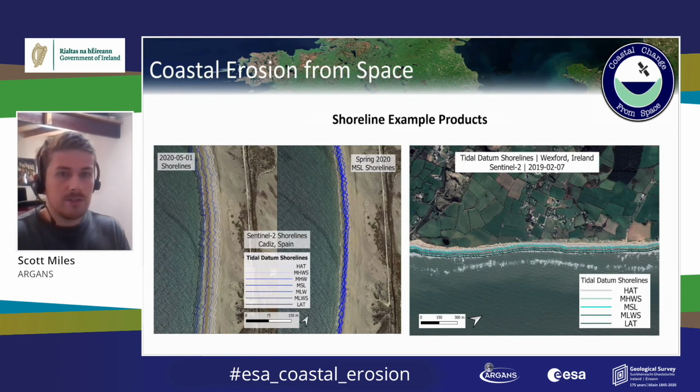So here is an example of some datum-based shorelines. The image to the far left shows a single waterline that's been transformed into many different datums. The image in the center shows when we transform many waterlines to the same datum. And the image on the right is an example from Wexford in Ireland, where we can see how a single waterline can be transformed into many different shoreline datums.